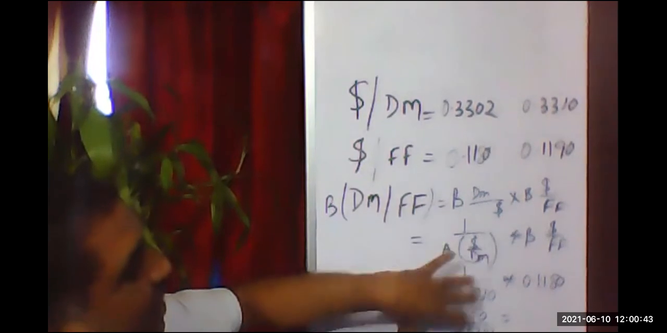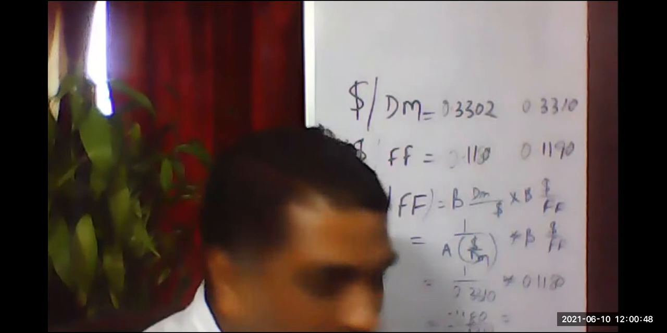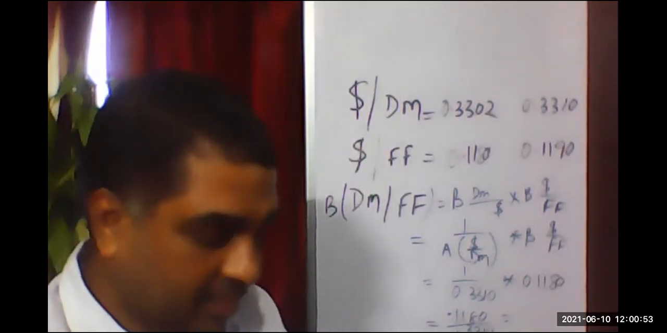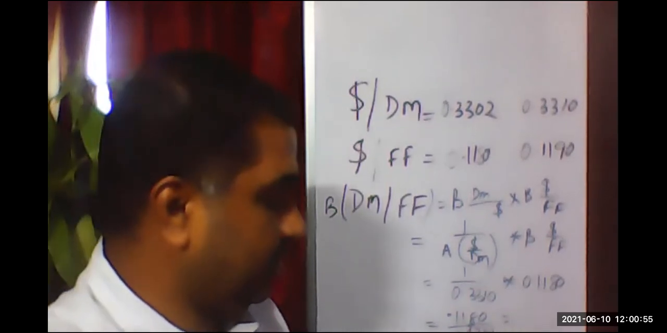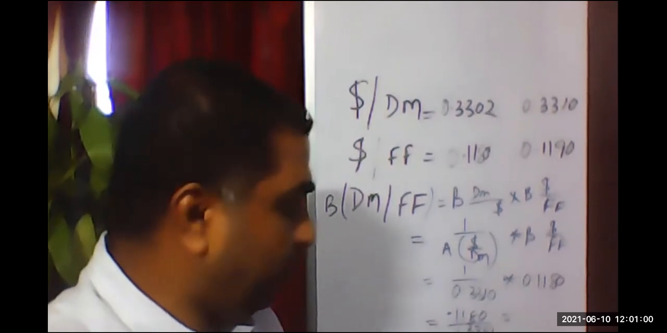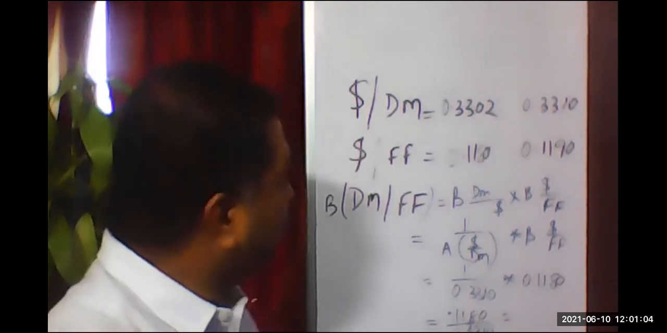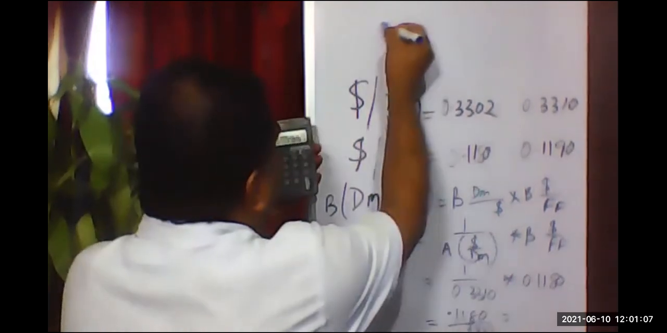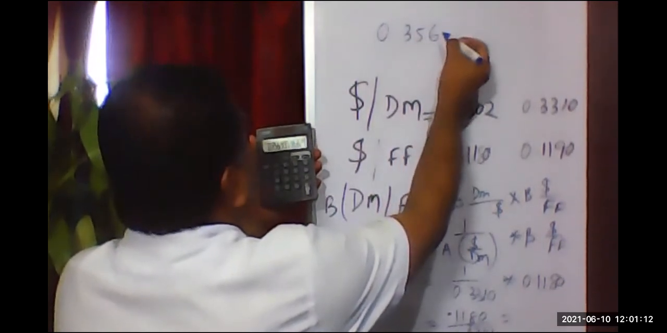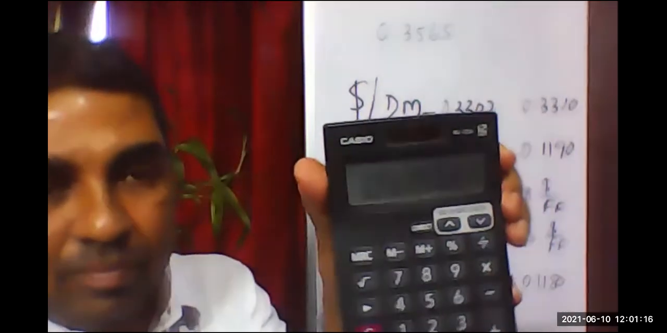And similarly, you have to calculate the ask rate. Now, can you calculate the ask rate? Whatever the bid rate is, can you tell me? 0.1180 divided by 0.3310. Whether this is right, please check it out. 0.3565. This is the bid rate that is coming.